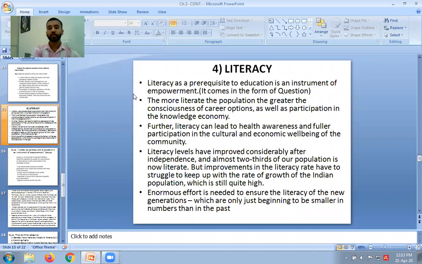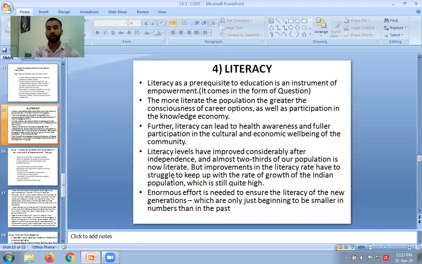Look, when a person is literate, he's always going to have consciousness about being healthy, about knowing about the culture, about preserving culture, about conserving culture. So a literate person is someone who is always beneficial for the development of a society, right?